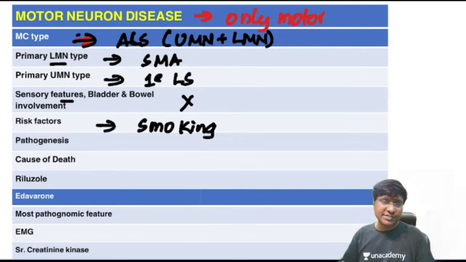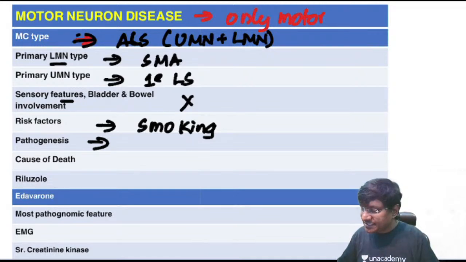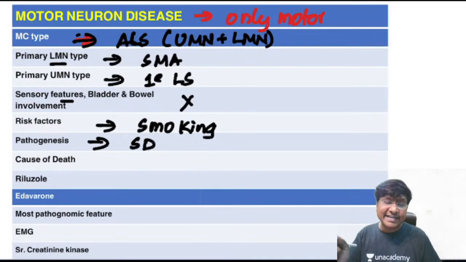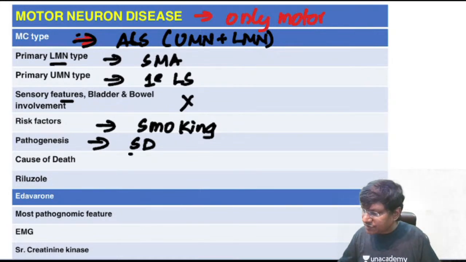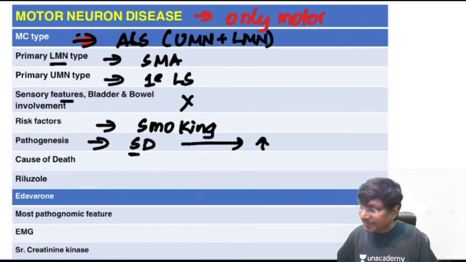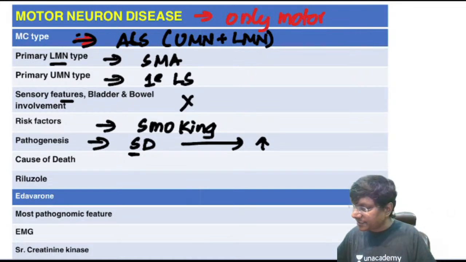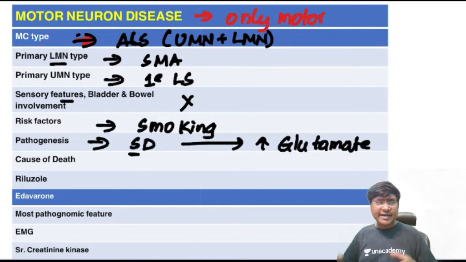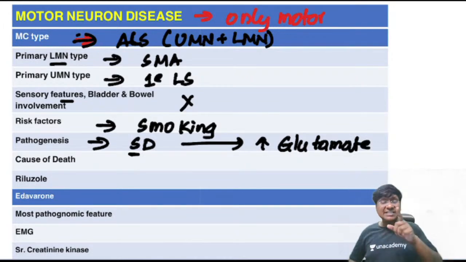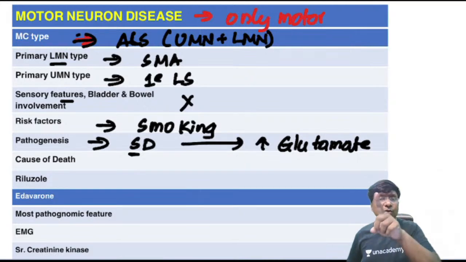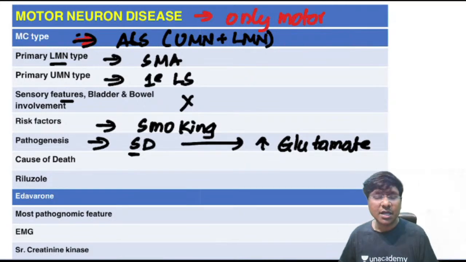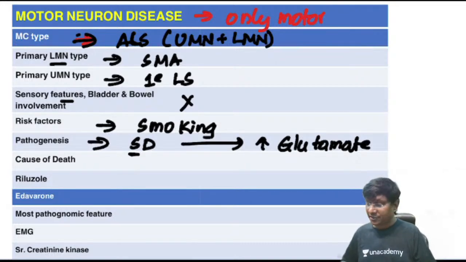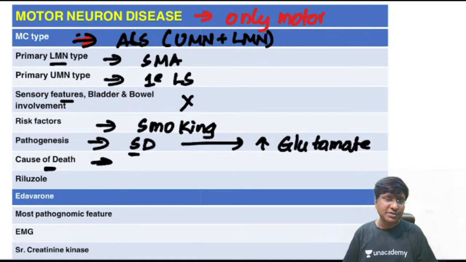Right. Now, what is the pathogenesis in motor neuron disease? See, pathogenesis is mainly due to gene mutation. And what is the gene mutation? That is superoxide dismutase gene mutation. And because of this superoxide dismutase gene mutation, there will be excessive release of the excitatory neurotransmitter, that is glutamate. And what will this glutamate do? This glutamate will cause free radical damage of the motor neurons, and thereby the individual will develop motor neuron disease. Now, what is the cause of death in these patients with motor neuron disease?